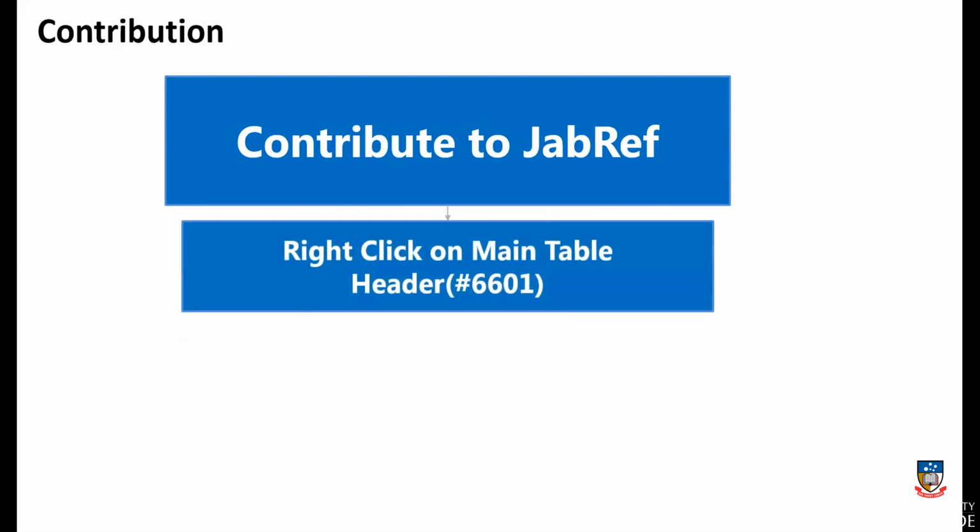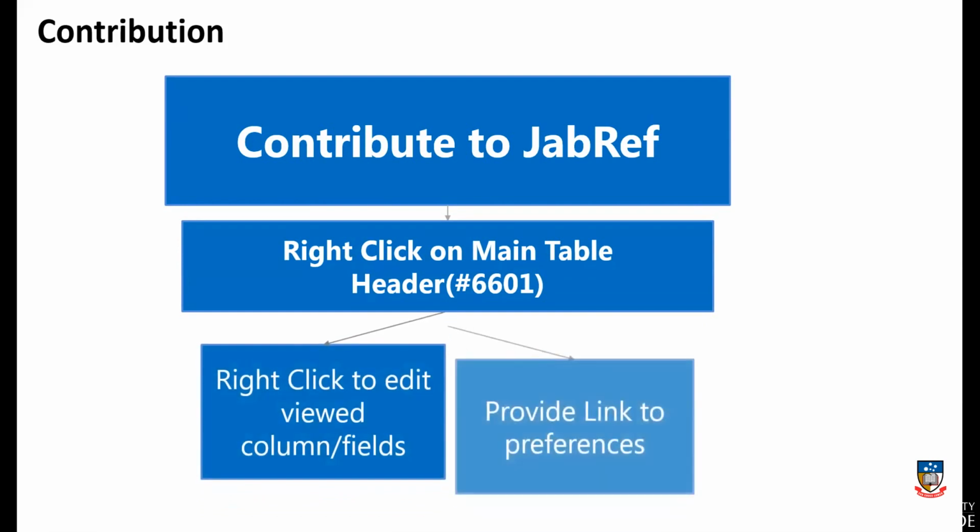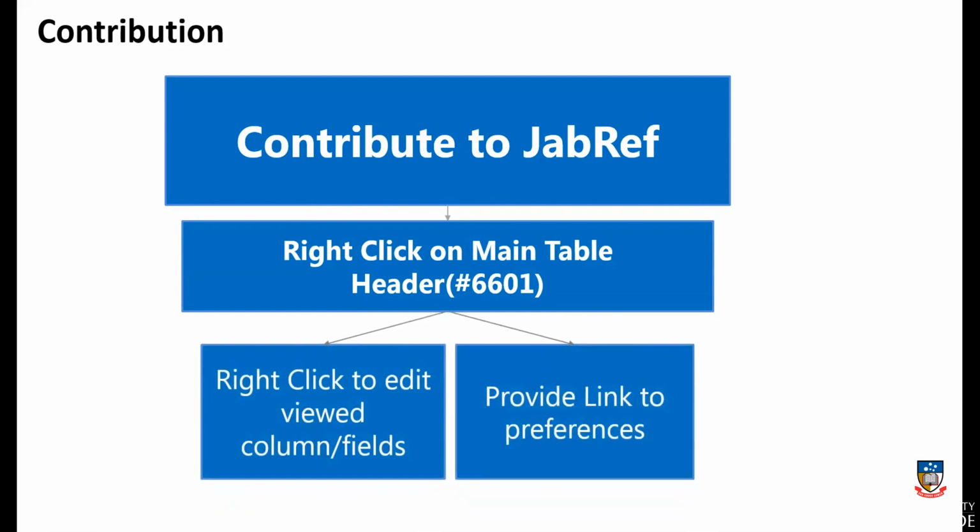And the particular contribution that we have chosen is issue number 6601. That is the right-click menu for main table header. The ask of this issue is to provide a right-click on the main table header in order to edit the visible columns or the fields, or also provide a link to these preferences.